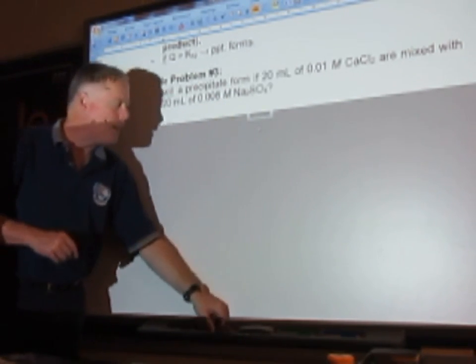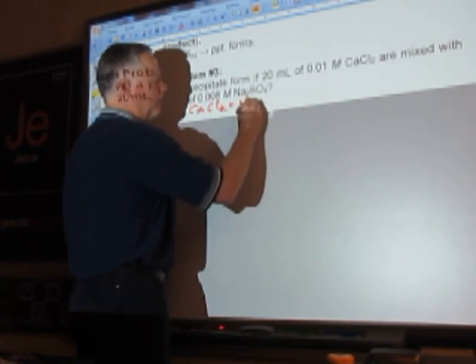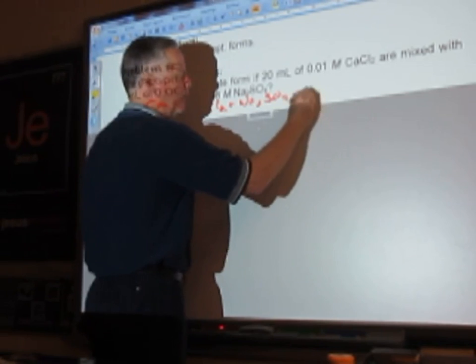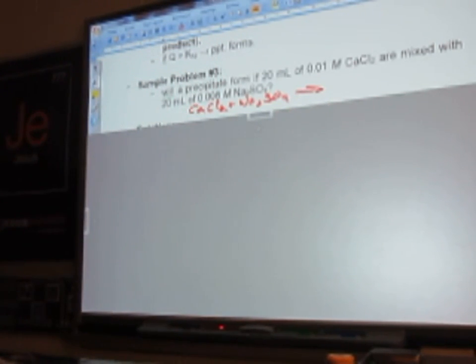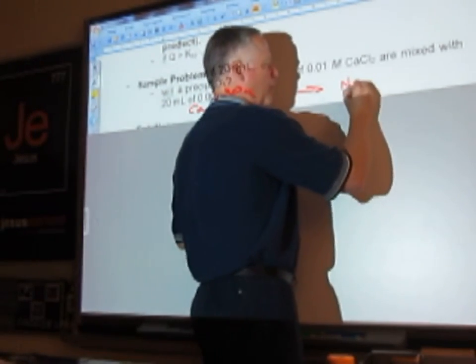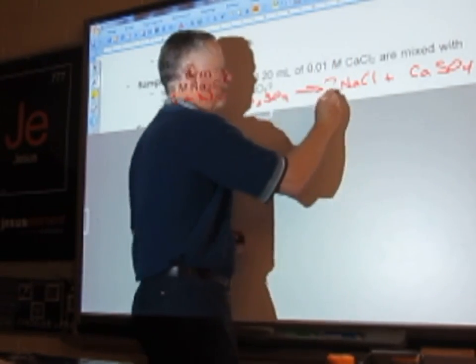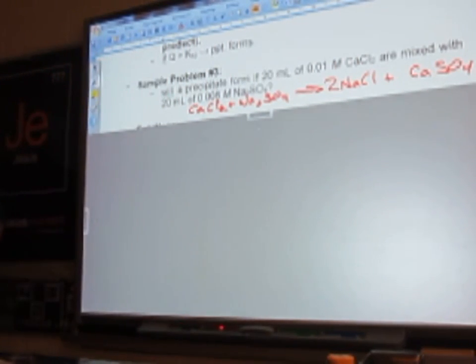In this, we've got to take a look at the reaction. So if I'm going to react these two things, what are my two products? So we get sodium chloride and calcium sulfate. Of those two products, one of them will be the precipitate. Which one is going to precipitate out? How do you know?